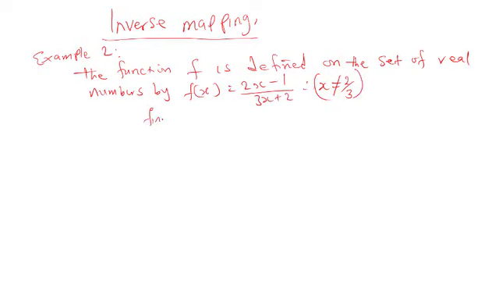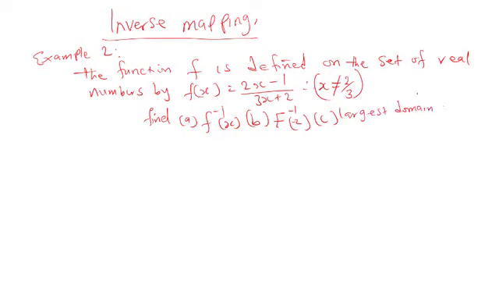Now find A, f inverse of x, B, f inverse of minus 2, and C, the largest domain of f inverse of x. Now let's start solving. We have to produce three different parts of the solution.